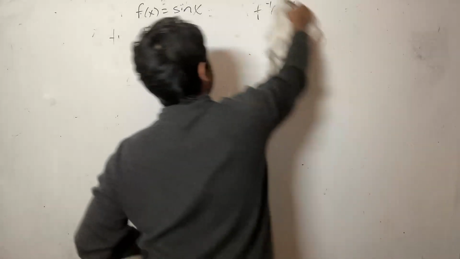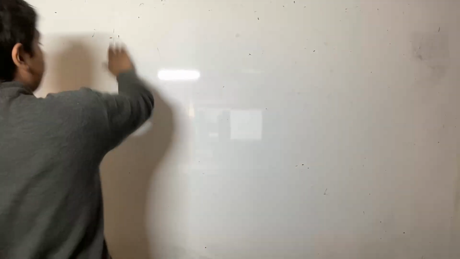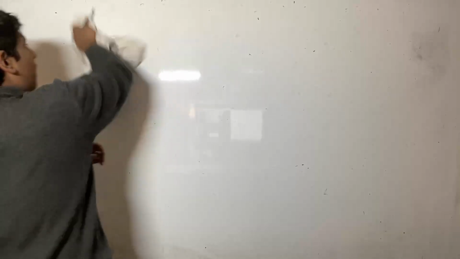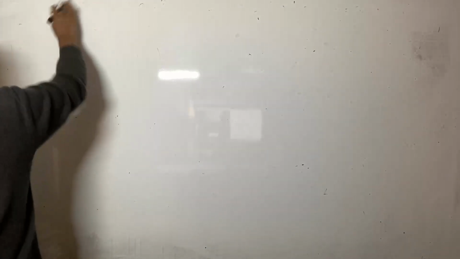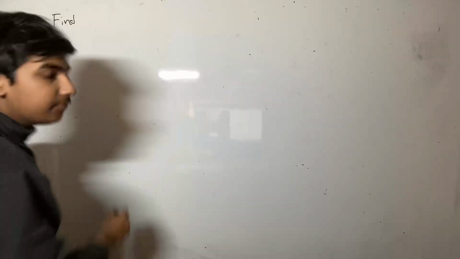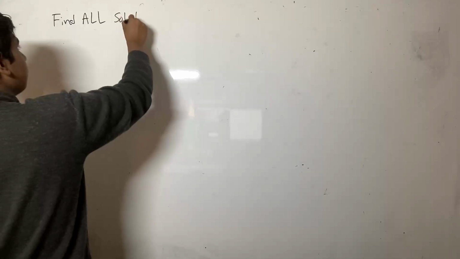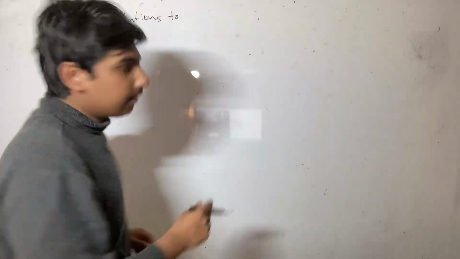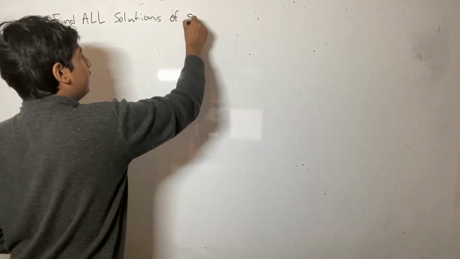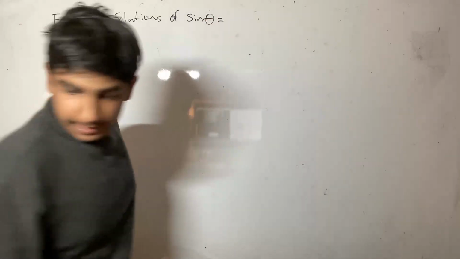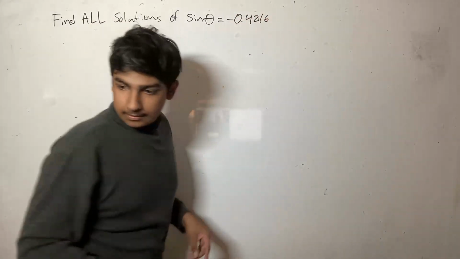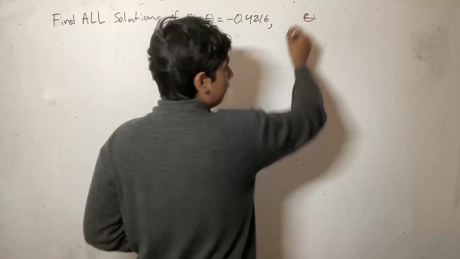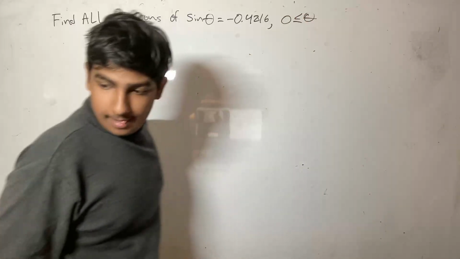Well, first I want you to solve this problem that I'm about to give you here. I'm going to ask you to find all solutions of sine of theta equals negative 0.4216, and this will be when theta is greater than or equal to 0 and less than 2 pi.